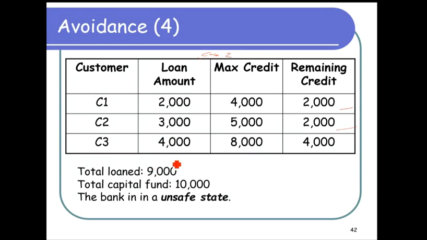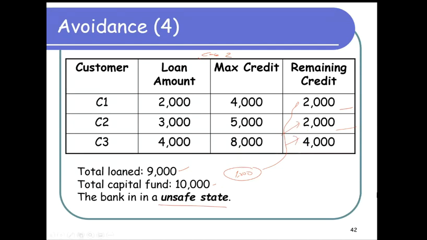So the total loan now is 9,000, by adding 2,000 and 1,000 here. The total capital fund is 10,000. So the bank only has 1,000 ringgits to play with. 1,000 ringgit cannot even satisfy any of the remaining credit. So this bank is in an unsafe state, because only 1,000 is left and the bank cannot satisfy anyone's maximum request.